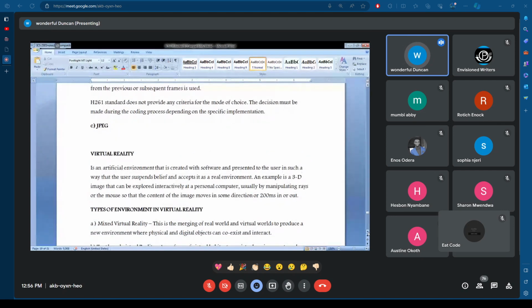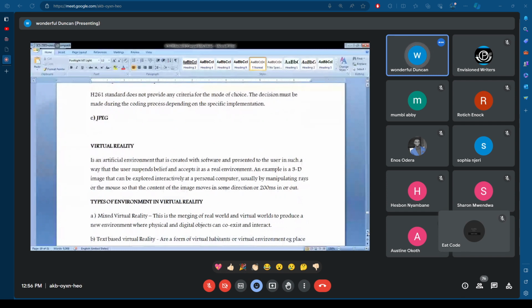The other one is JPEG, and for this one, I will give you a handout. It is not that difficult to understand. As for entropy coding, maybe we'll do it in class.